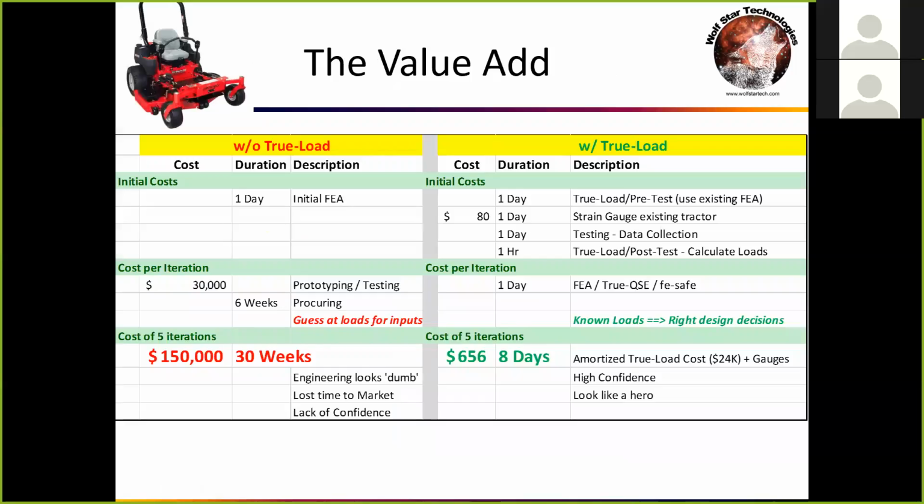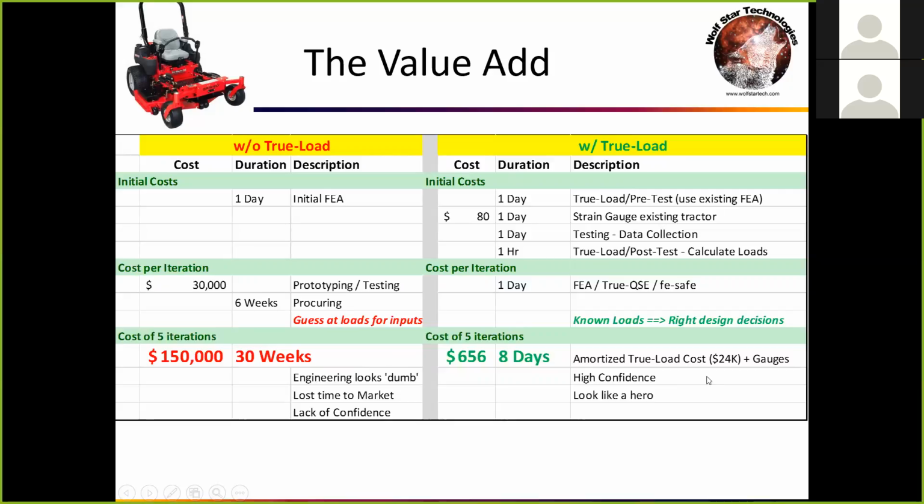So talking with them, this is how they estimate things went. If they would have done it traditionally without True Load, we would have gone through those 5 iterations. Each iteration would have taken 6 weeks. It would have cost $30,000 per iteration. So we'd have $150,000 and 30 weeks of time. And basically, engineering would have looked dumb the whole time, just guessing at each iteration. And with True Load, we've got basically 8 days of our time involved.